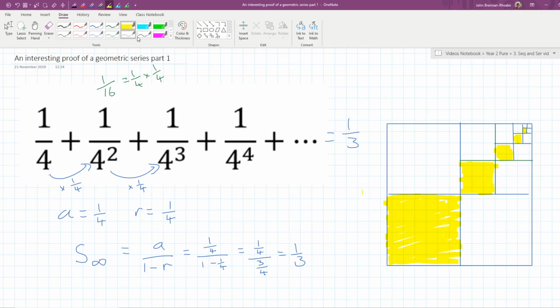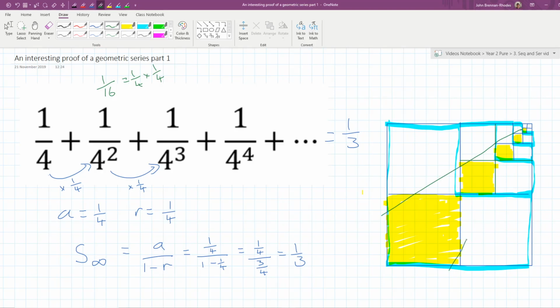Now if you squint and look at this, you will see that for each section that I have done, I have shaded in a third of it. A third of this region, a third of this region, a third of this region, a third of this region. And so what we have done is summed up a third of the whole thing, and that is an explanation for why that is a third, which I think is a particularly nice, beautiful result.